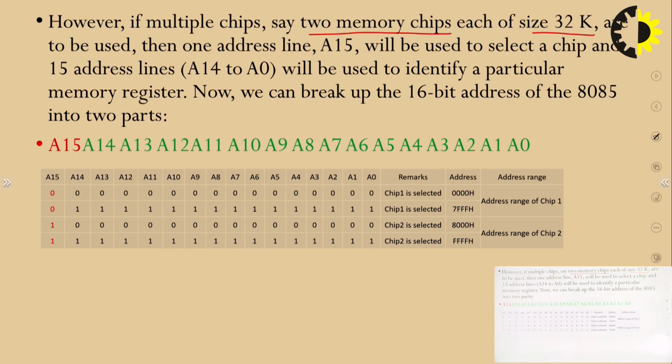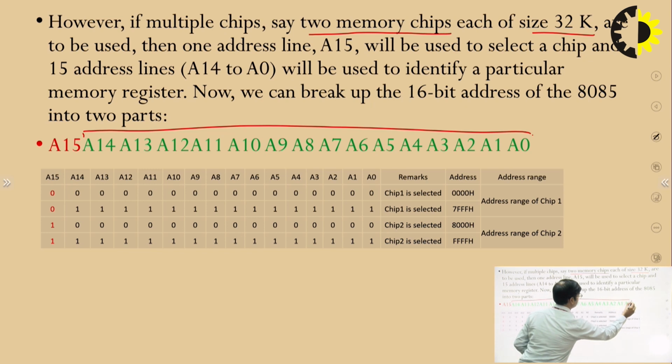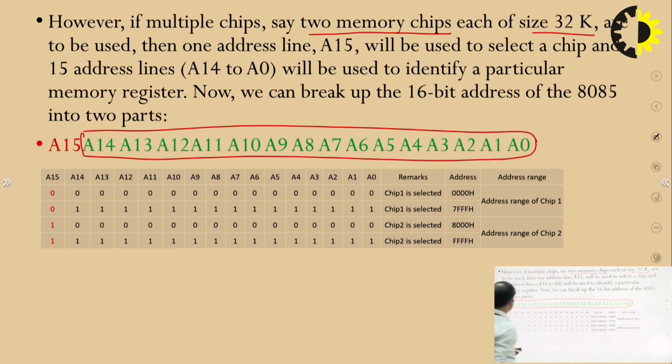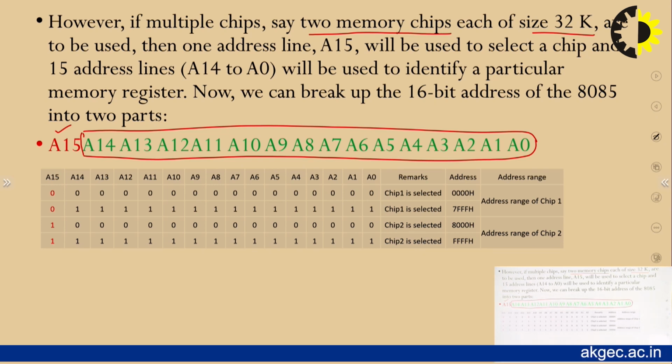Here, as we know that if we have 32K memory size, the number of address lines that are required to identify a particular register will be 15 address lines, that is from A0 to A14. These 15 address lines will be used to identify a particular register inside a memory chip. And the last address line, the 16th address line, which is denoted as A15 here, will be used to select a particular memory chip.